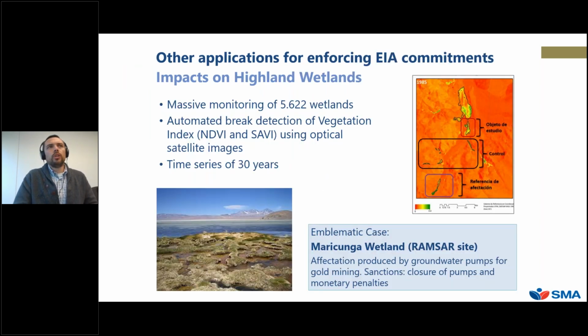Additionally, we're using other applications for enforcing EIA requirements and commitments. For example, you can see here, we are using satellite imagery to do massive monitoring of more than 5,000 wetlands. This is an automated process. We use pre-detection of vegetation index from optical satellite images, so we know which highland wetlands have problems at this moment.